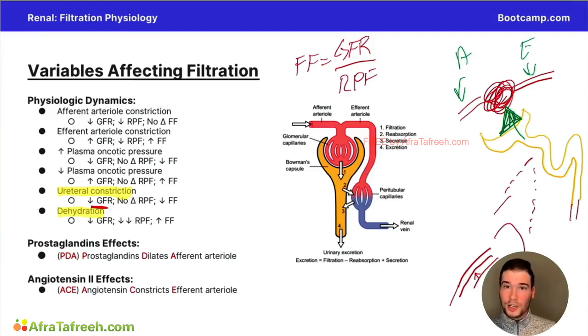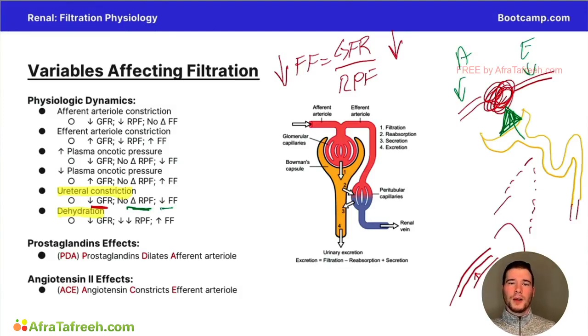All because there's constriction downstream. It's causing a backflow pressure. So this is going to decrease GFR. Again, it doesn't change how much plasma is actually going to the kidney, so no change in renal plasma flow, and it's going to decrease filtration fraction. If we just decrease GFR by itself, filtration fraction decreases overall. And the last one is dehydration.